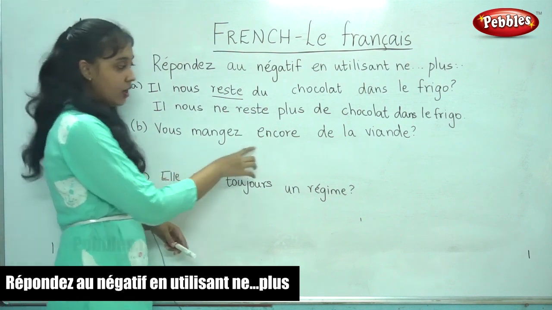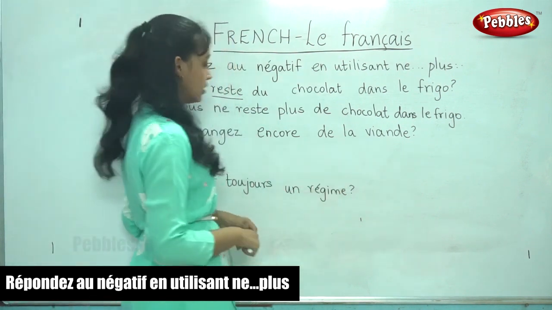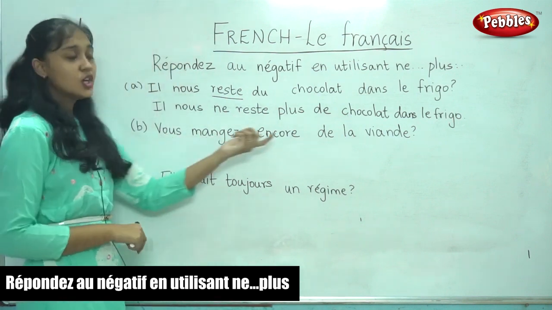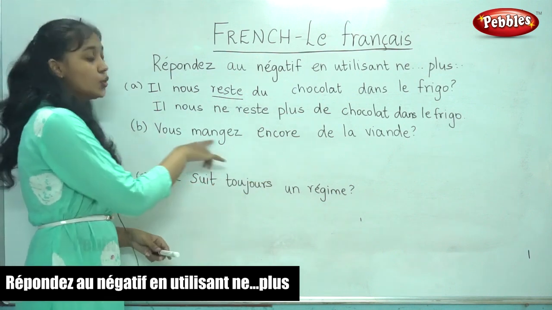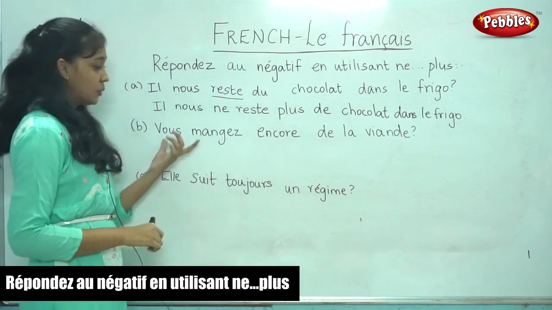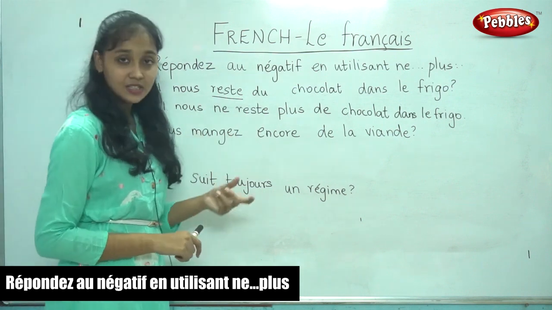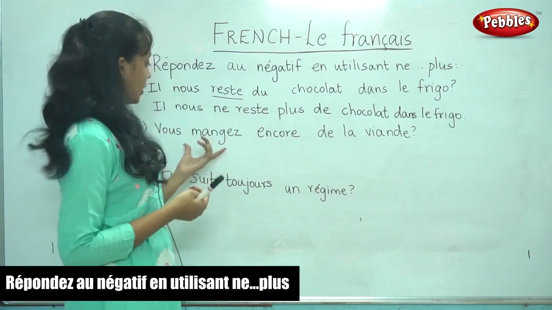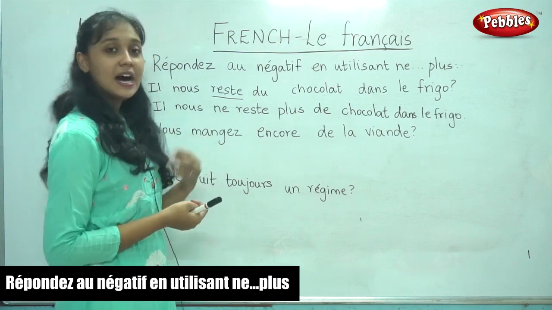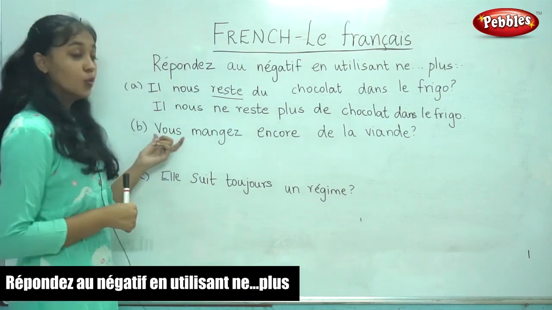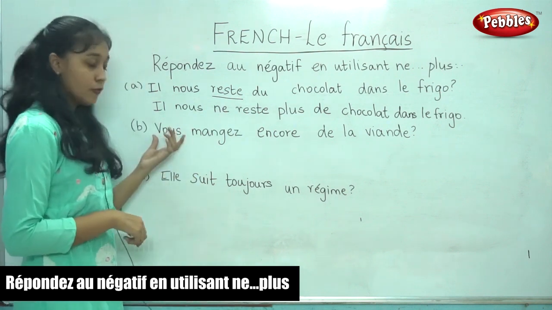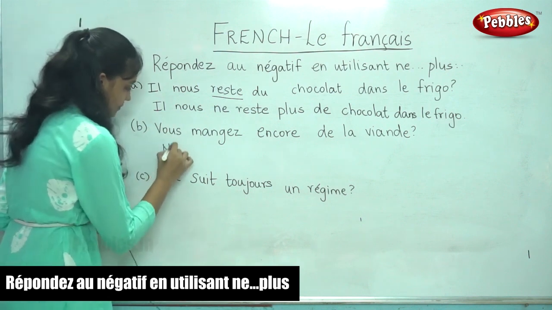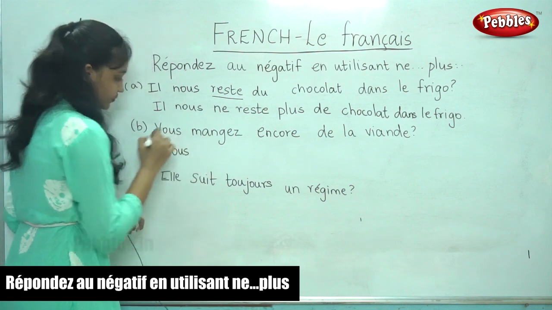Vous mangez encore de la viande. Vous mangez. Now see the first 2 words. This is a question, okay? So you eat. They are asking you. Now when they ask a question, do you eat? How will you answer? You will answer I. Now we are going to answer in the negative. So I do not eat or we do not eat. So vous will become nous. Yes. So vous becomes nous.